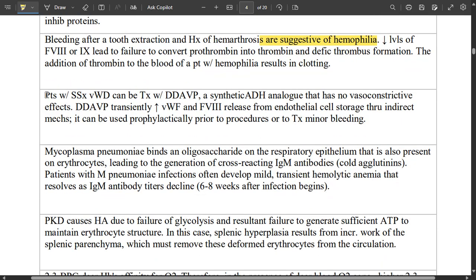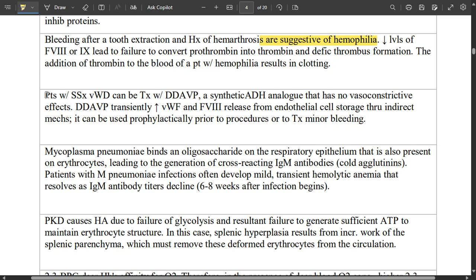Now, patients with symptoms of von Willebrand disease can be treated with desmopressin. What is desmopressin? Desmopressin is a synthetic ADH analog that has no vasoconstrictive effect. Desmopressin, desmo means blood vessel compression.